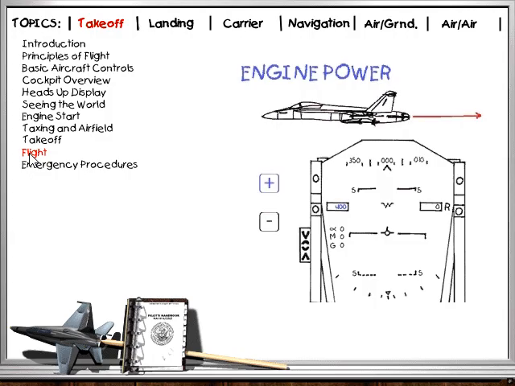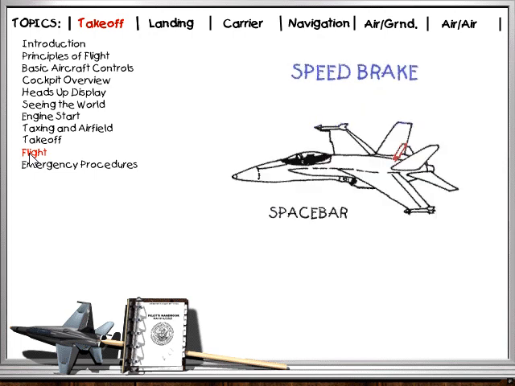To increase speed, increase your power setting to a higher level. As your aircraft approaches the desired airspeed, reduce power until the increase stops. The aircraft will take more power to climb and maintain speed, and less to descend and maintain speed. To decrease speed quickly, press and hold the spacebar, activating the air brake.